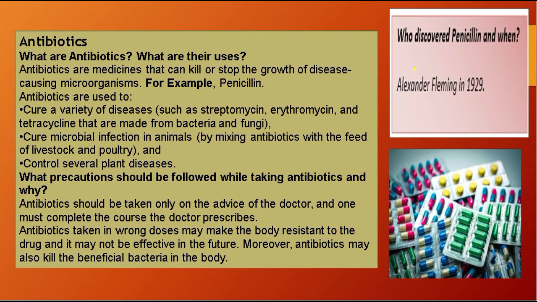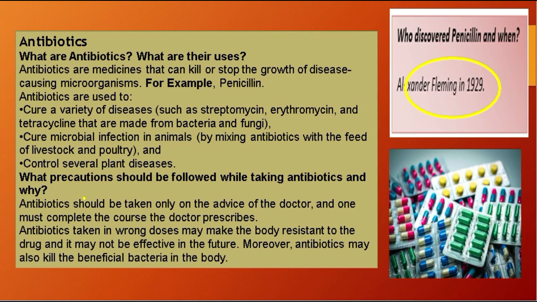Students, penicillin was the first antibiotic that was discovered in 1929, and this man over here, Alexander Fleming, was the scientist who discovered penicillin for the first time in 1929. Now, these antibiotics can cure a variety of diseases in humans, in plants, in animals also.